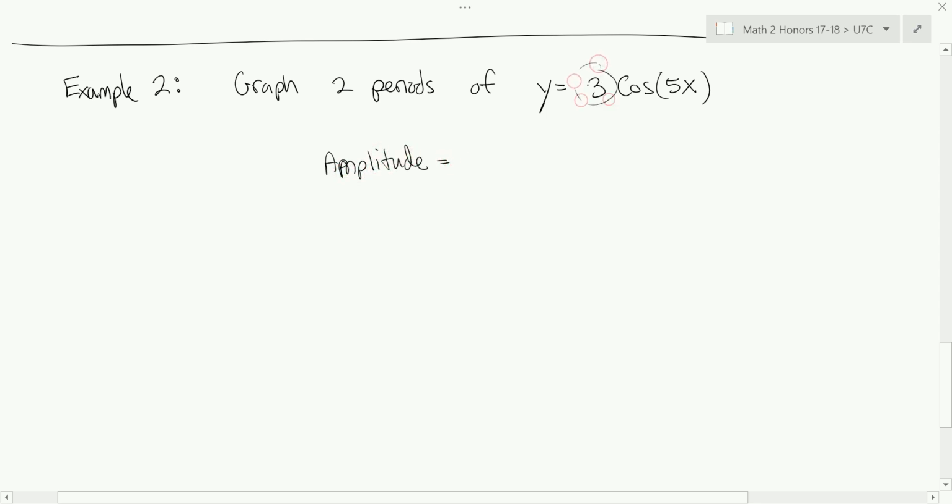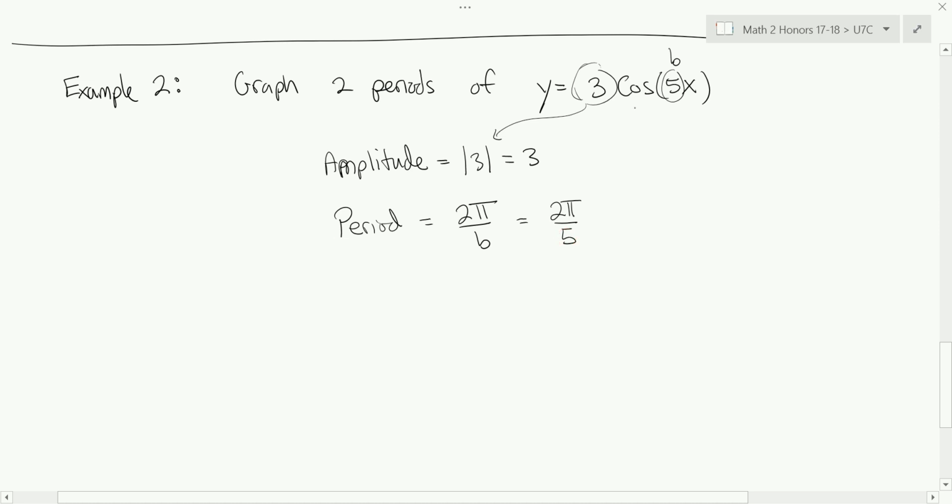So we look at the 3 out in front, and we take the absolute value of that, which is still just going to be 3. And then we ask ourselves, what's the period of the function? In general, that's 2 pi over b, where b is the number in front of x. So this would be 2 pi over 5.